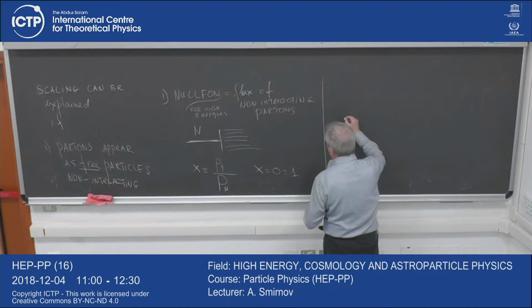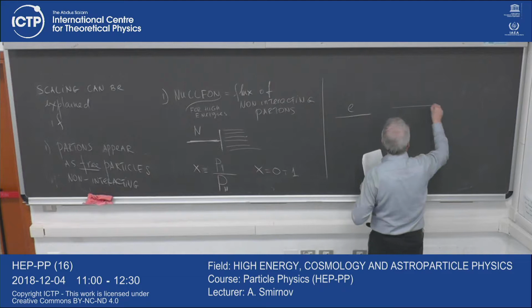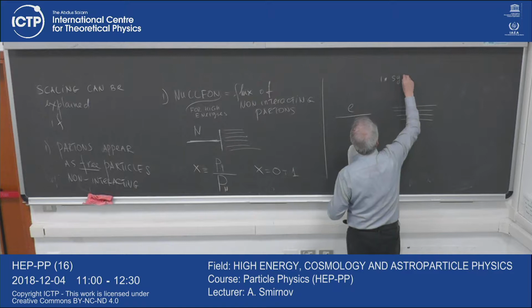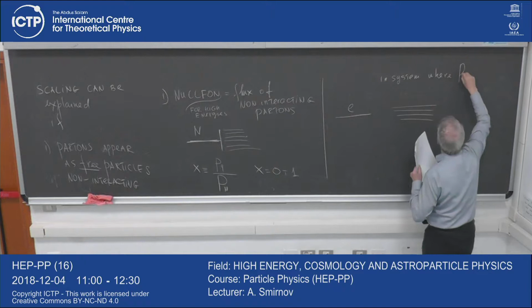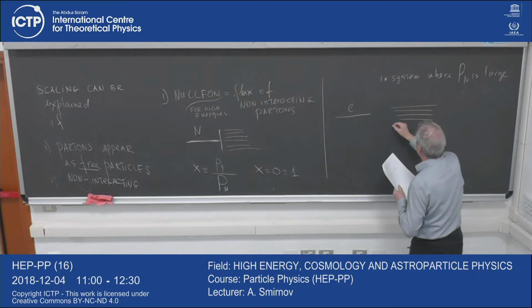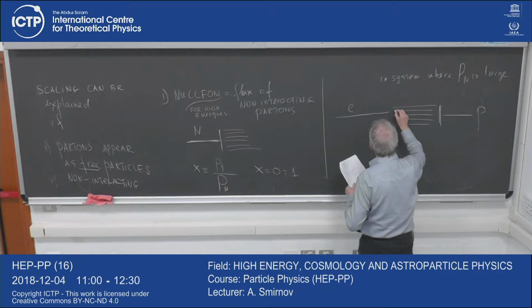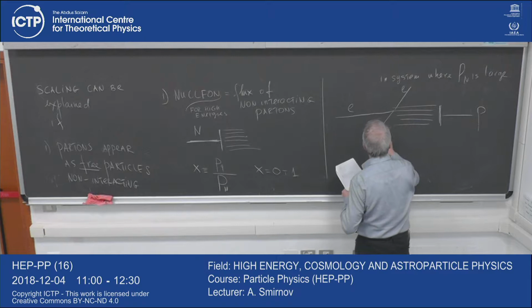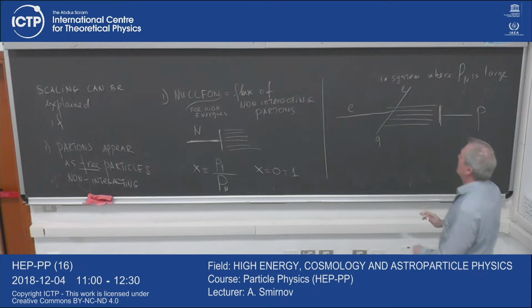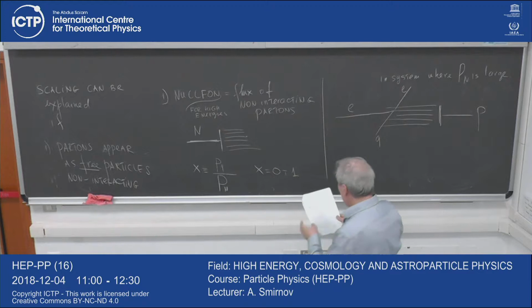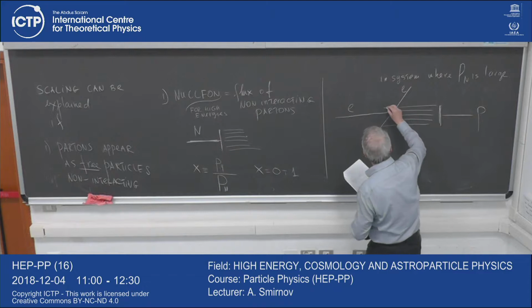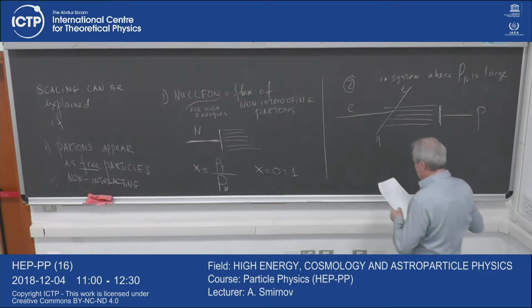We have an electron, and in this system we have a collision of the electron with this flux of partons. And what happens is that the electron scatters on one of these partons. Another important point, so that's the second: scattering on individual partons proceeds independently.